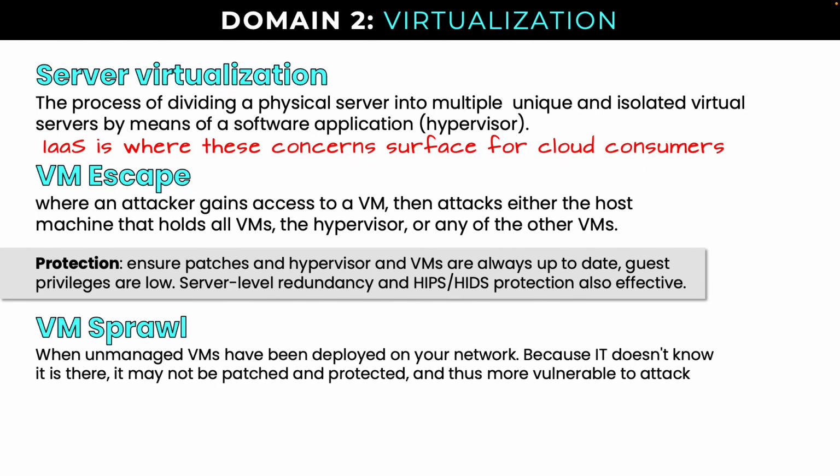And then we have VM sprawl. This is where unmanaged VMs have been deployed onto your network. And because IT doesn't know it's there, it may not be patched and protected, and thus it will be more vulnerable to attack. And that can be even more problematic in the public cloud, where just about anybody we give access to the controls can push a few buttons and deploy a VM, which may not be fully patched by us, because that's usually a configurable feature in the IaaS world. And it's also going to cost us money, right? We're paying for what we use there.